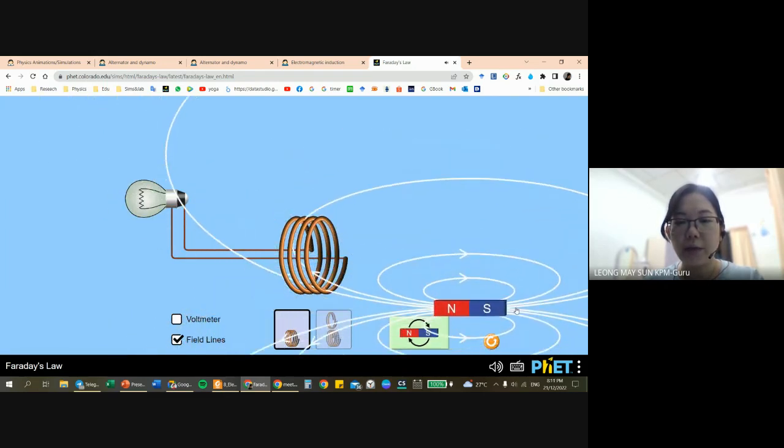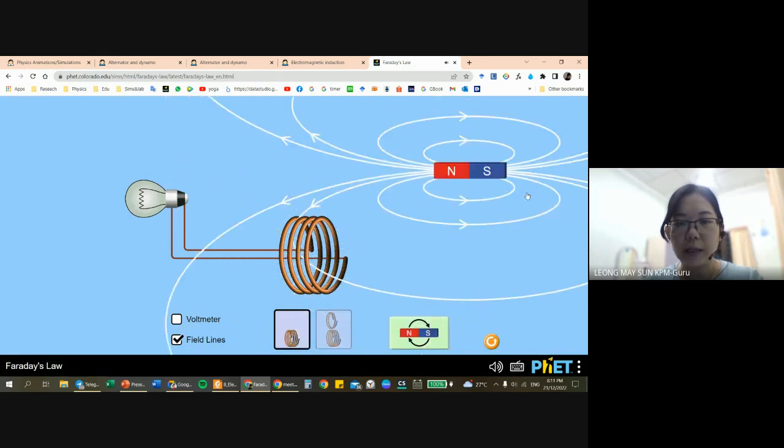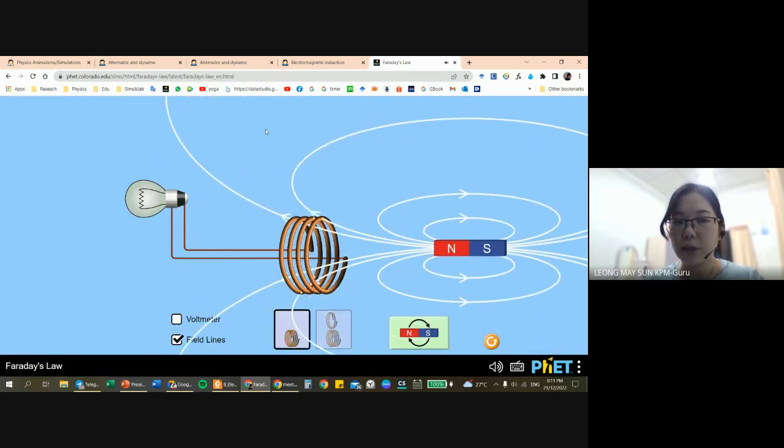So, if you notice one thing, if I were to move like this, there's not much current that passes through the light bulb. Now, how do you identify when there is current flowing? It will actually light up. When there's no current flowing, it won't light up at all.